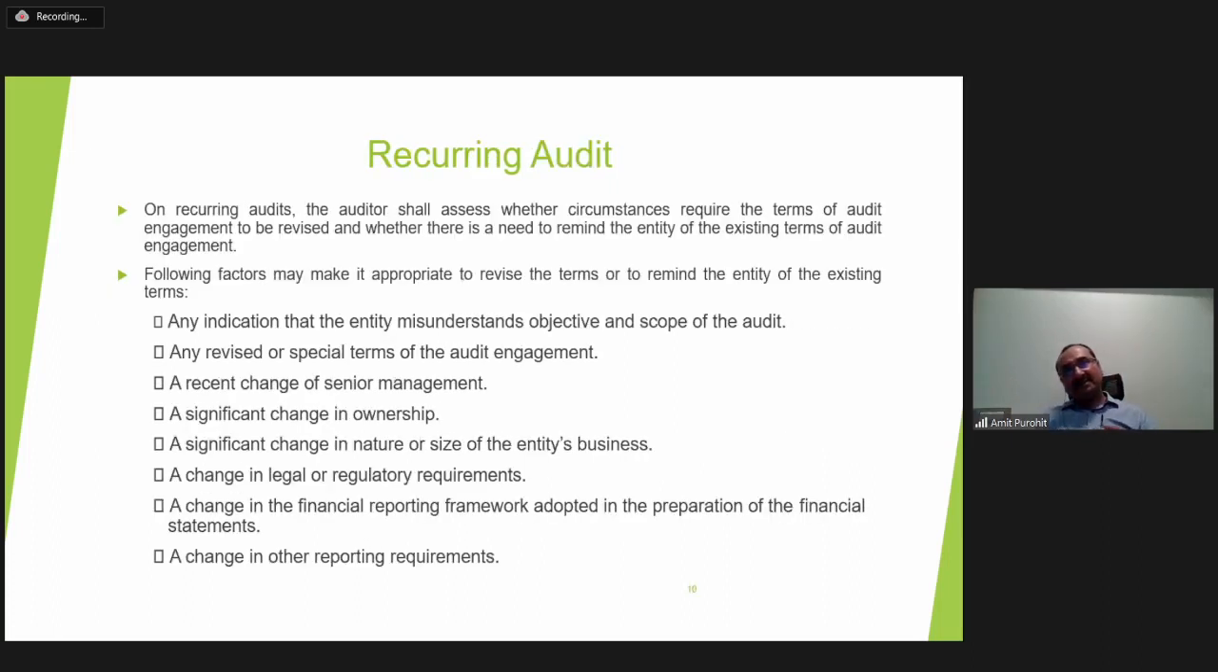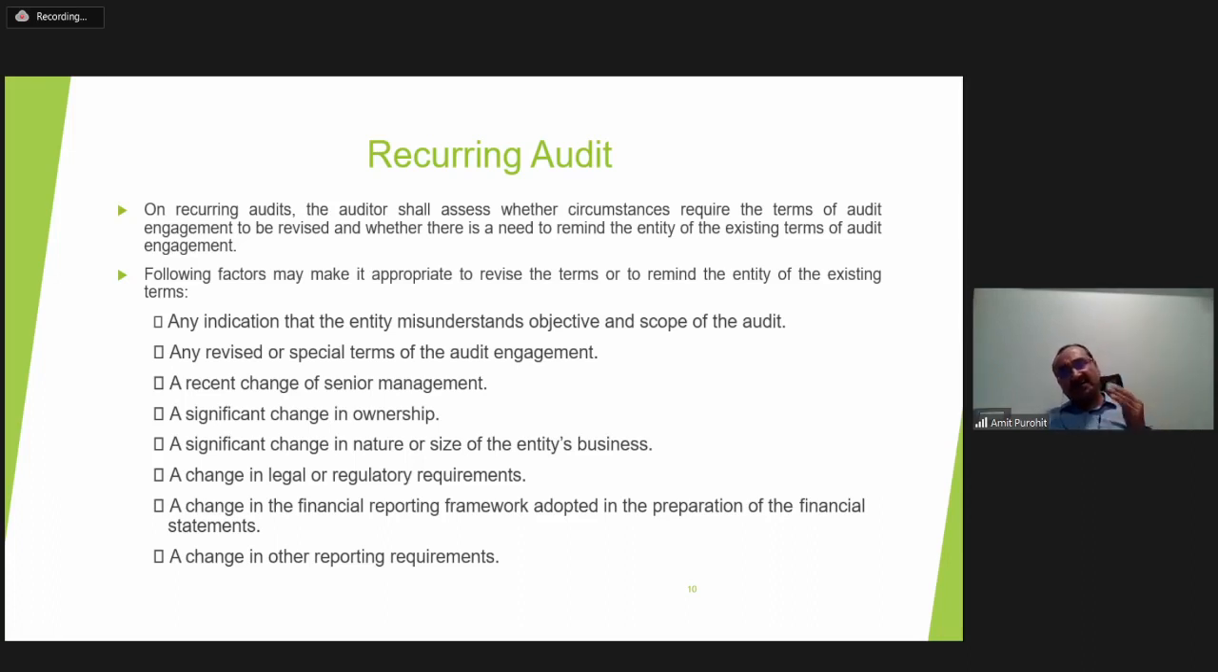Now friends, there is always a discussion regarding the recurring audit, whether the auditor needs to obtain the audit engagement letter every year. Now friends, in case of a company, as you all are aware, the appointment term is now 5 years under the Companies Act 2013. Even under the Companies Act 2013, earlier there was a clause for ratification of the auditor's appointment every year. Now that provision regarding the auditor's ratification has been done away with. So now the appointment is for a term of 5 years.